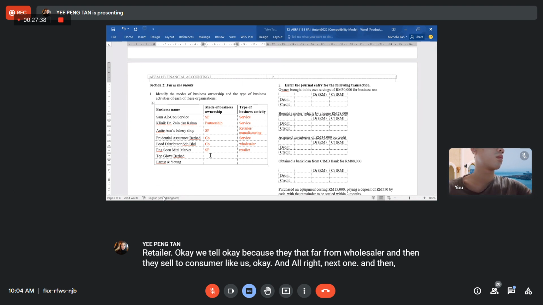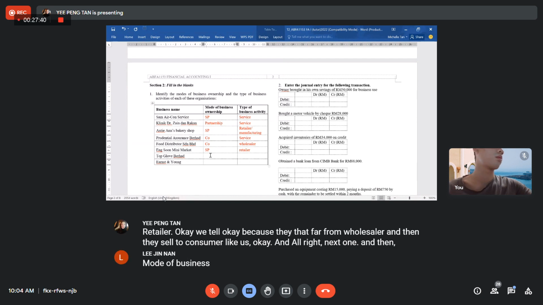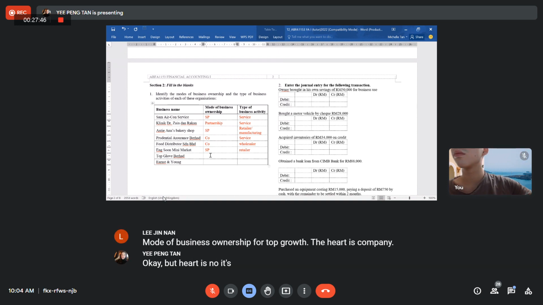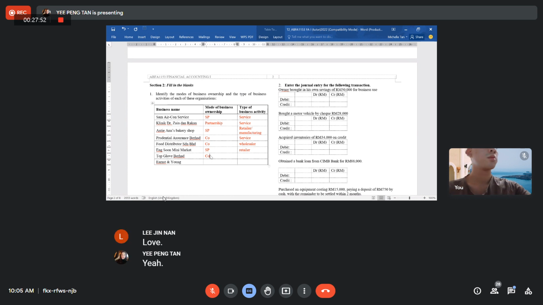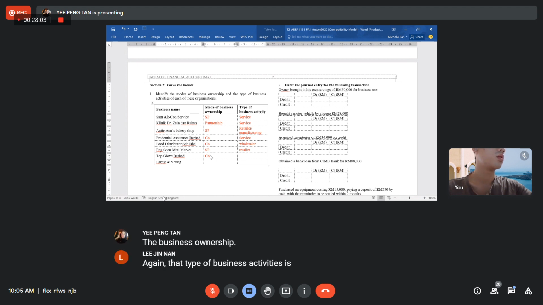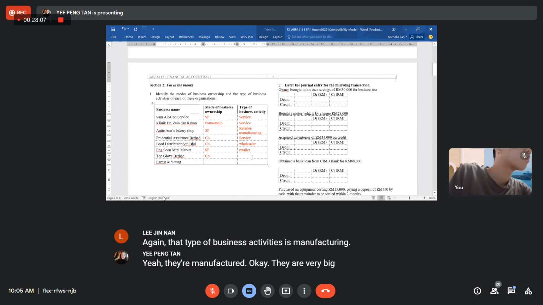Jinnan. Mode of business ownership for Top Glove Berhad is company. Berhad is a company. What is Top Glove doing? Gloves. Top Glove is very popular now. The type of business activity is manufacturing. Yes, they are a very big manufacturing company.